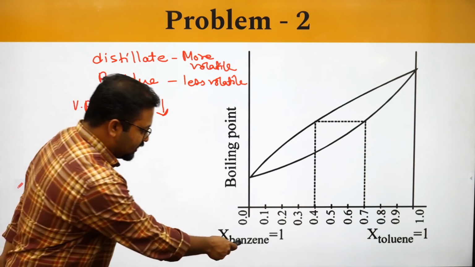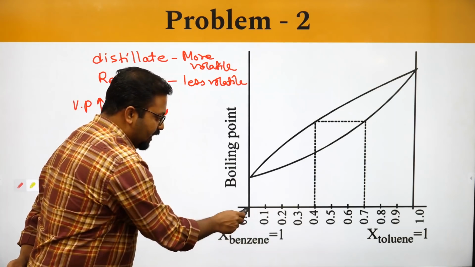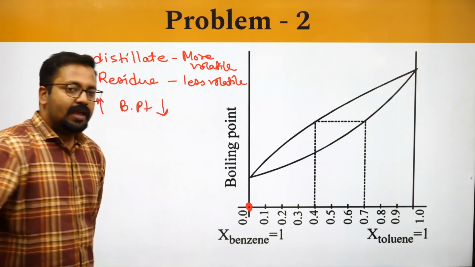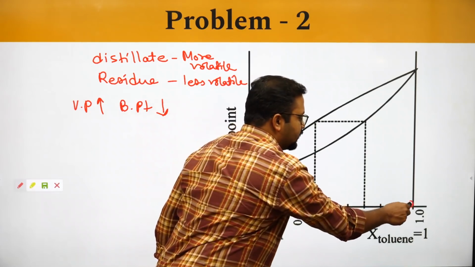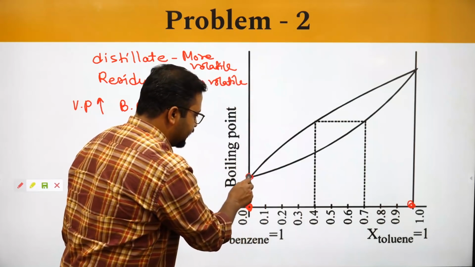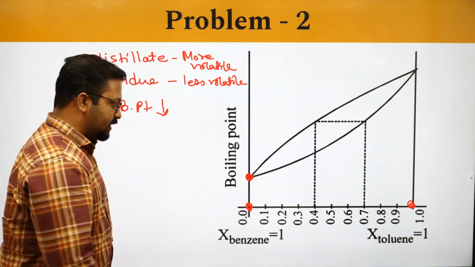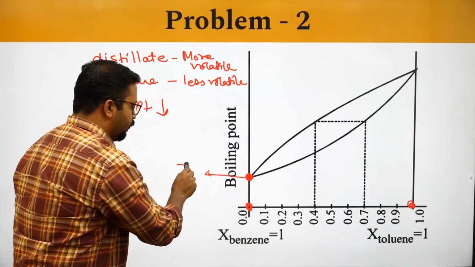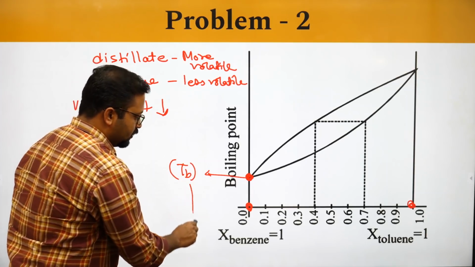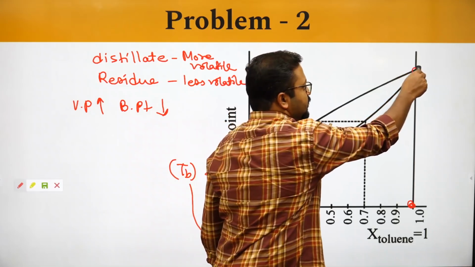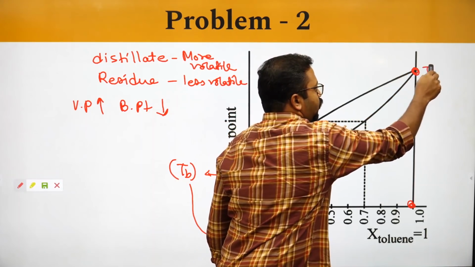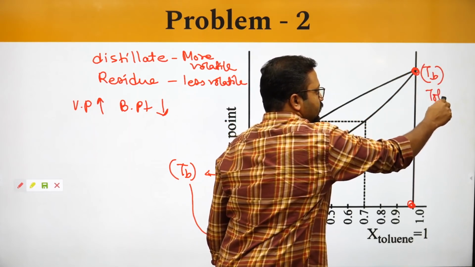So this is benzene. Benzene is 1 at this point, and toluene is 1 at this point. So this point represents the boiling point of benzene, and this point represents the boiling point of toluene.